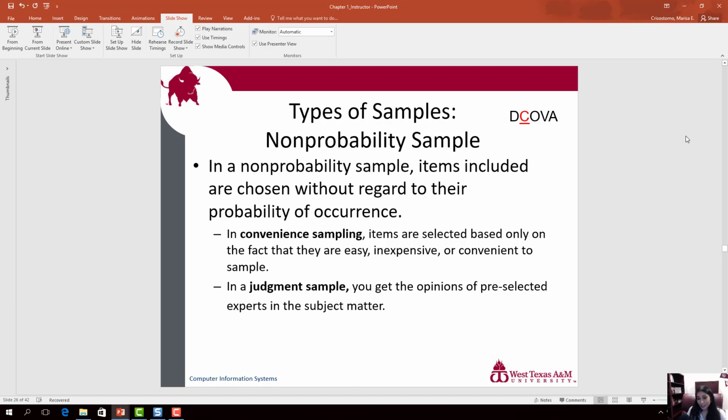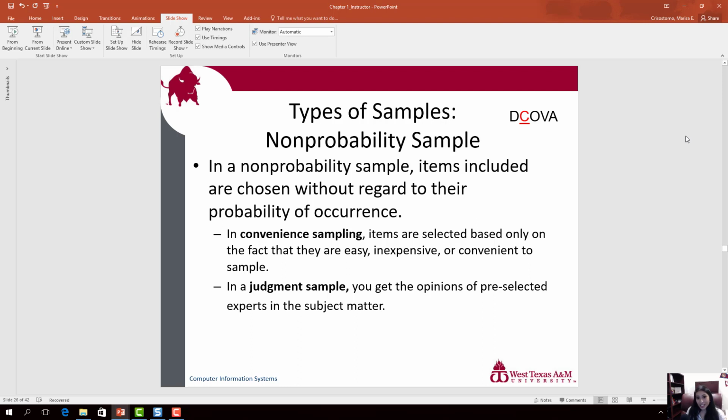A judgment sample, on the other hand, is when you get the opinions of pre-selected experts in a subject matter. So 4 out of 5 dentists say that Colgate is the best toothpaste. A judgment sample would be, I'm going to pick 5 dentists, and they're going to tell me what their favorite toothpaste is. Another example of a judgment sample would be letters of recommendation, where you get the opinions of pre-selected experts in your subject matter.